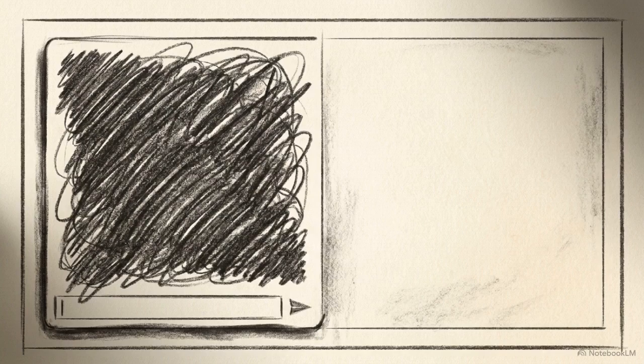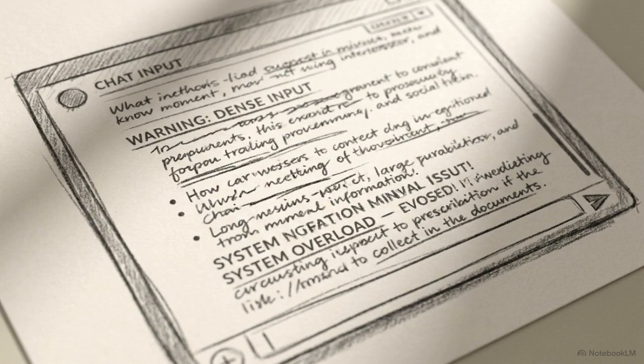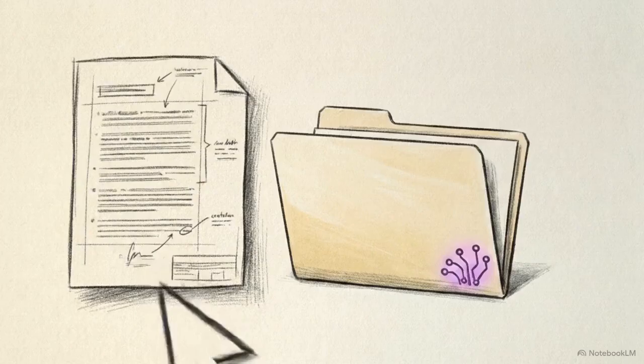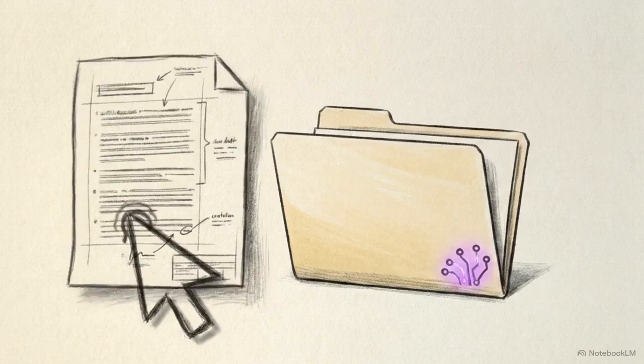Take a look at this split screen. On the left is the traditional way to get specific results, typing out a massive, chaotic wall of instructions every single time you start a new chat. On the right, that entire block of text is replaced by 4 simple words, instantly triggering a pre-programmed workflow. That efficiency is powered by a Claude skill.